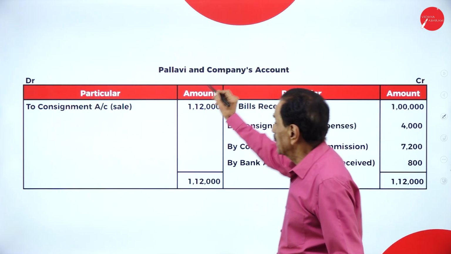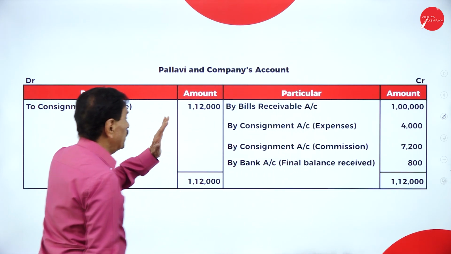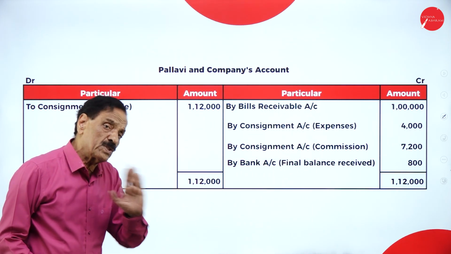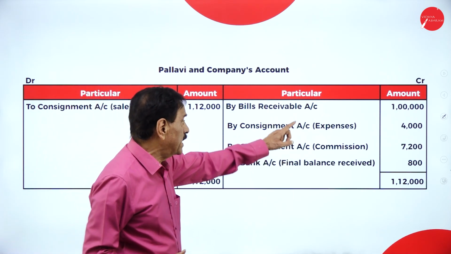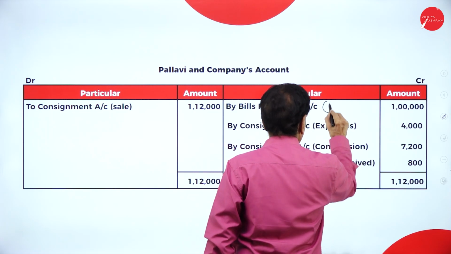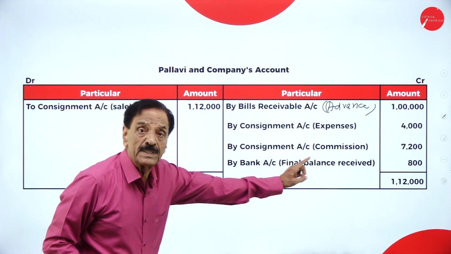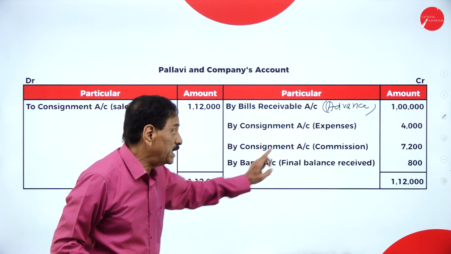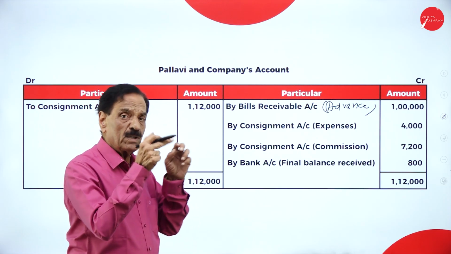Then Pallavi and Company, this is a consignee account. When you make the sale, the entire amount lies with the consignee. He has not sent it yet. Along with this 1,12,000, he will deduct his advance, which he gave. He will deduct his expenses. He will deduct his commission. Whatever the balance comes, that will be sent by consignee to consignor.